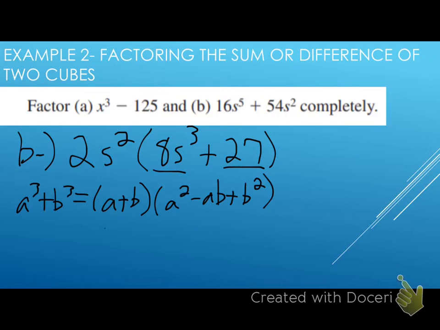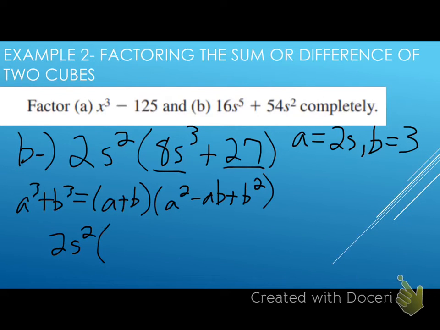Do not forget about that 2s squared. That 2s squared will also be a part of my answer. So a, what's the cube root of 8s cubed? 2s. Cube root of 27? 3. There's my a value. There's my b value. I can now plug that into my formula. I'm going to go ahead and throw my 2s squared out front so I don't forget about it.